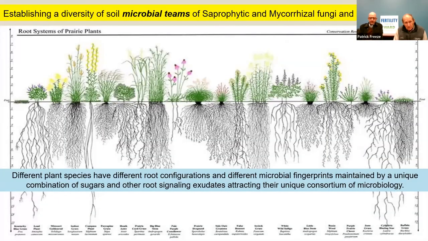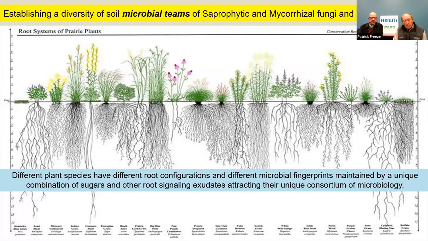Yes, Hannah, as we discussed in the previous slide, each plant has its own specific fingerprint of microbiology that it needs for its survival, and its exudate is obviously a fingerprint of that. So each species has a very specific fingerprint requirement for its microbial community. And therefore we need to increase species diversification to obtain microbial diversity to perform all the soil functions. Different plants have different root configurations and different microbial fingerprints maintained by a unique combination of sugars and other signaling exudates attracting their own unique microbial community.